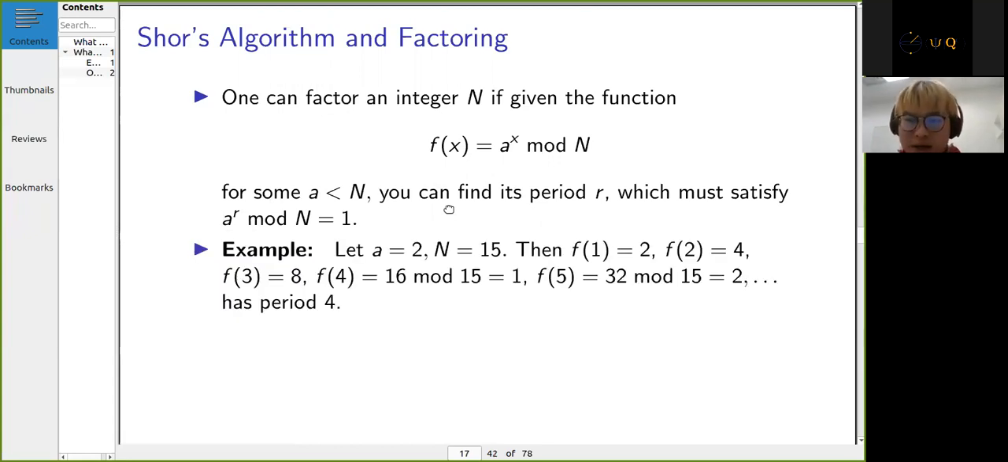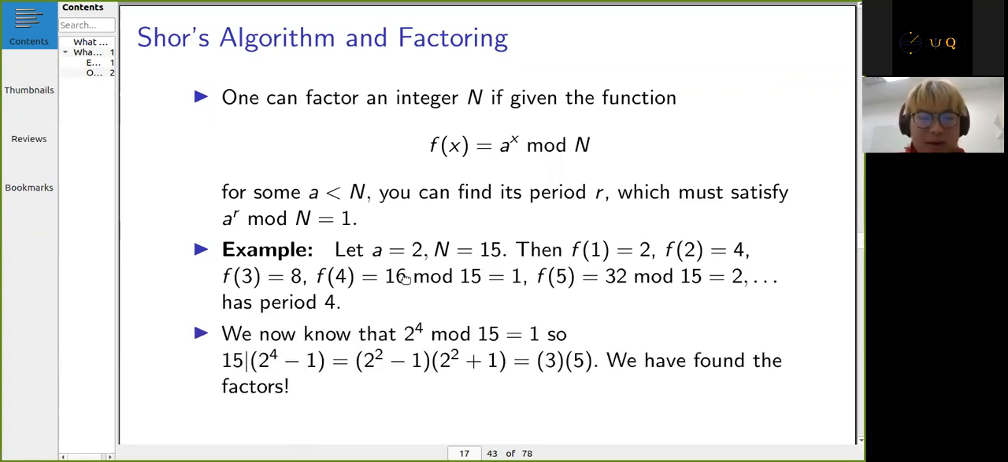So an example with a equals 2 and n equals 15 is the following. When we evaluate it at 1, we get 2, f of 2 is equal to 4, f of 3 is equal to 8, f of 4 is equal to 1, f of 5 is equal to 2, and we can repeat this and conclude that the period is equal to 4. So now at this point, we found the period. And indeed 15 is equal to 2 to the 4 minus 1.